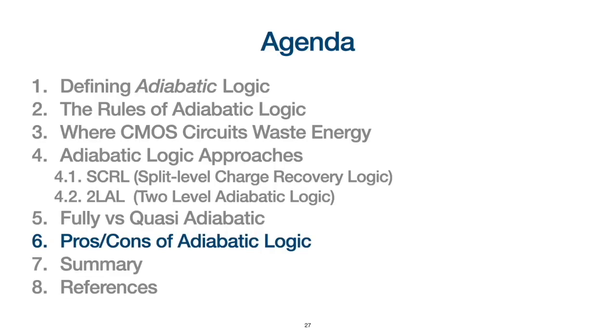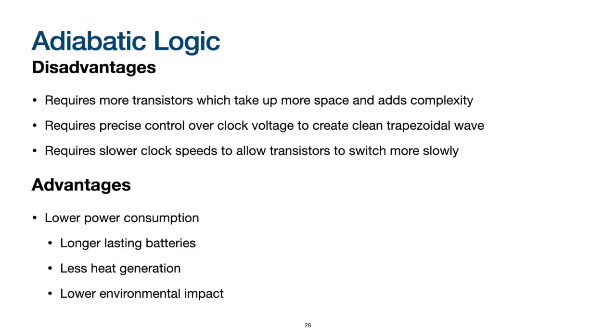So we're getting near the end here, but before we conclude, we need to talk about the pros and the cons of adiabatic logic, specifically why you might want to use adiabatic logic in certain situations, and why adiabatic logic may not be the best for other situations. As with almost anything, when it comes to adiabatic logic, there are a number of disadvantages and advantages. We can start off here by going over the disadvantages.